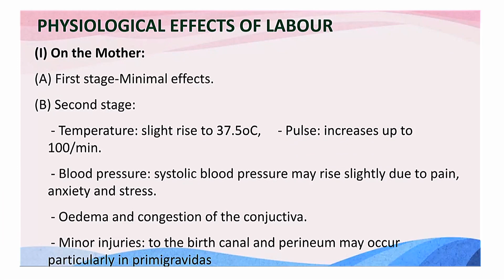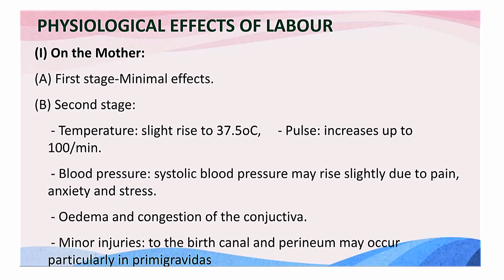Next we will see the physiological effects of labor. These can be divided into first stage, second stage and third stage. In the first stage, there will be minimal effect on the mother, with minimal signs and symptoms. When it comes to the second stage, there is some variation in the temperature, a slight rise to 37.5 degrees Celsius. Pulse increases up to 100 per minute.